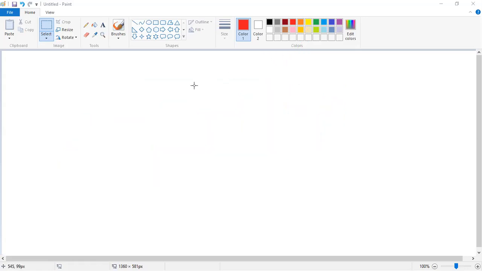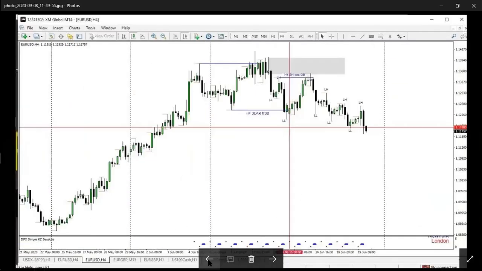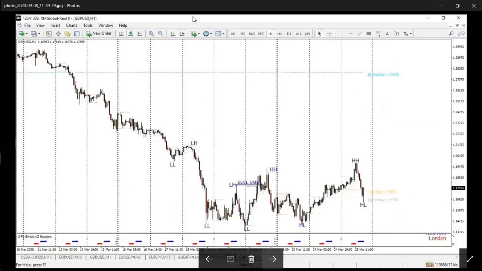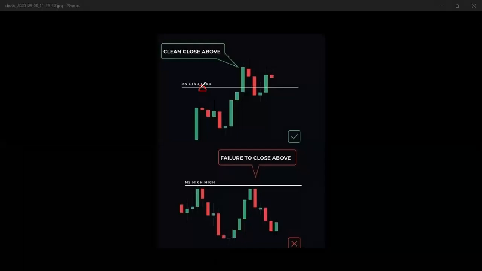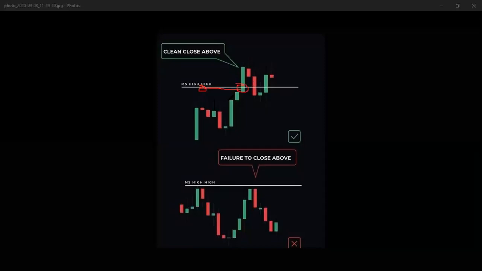In a BMS, we need the body of the candle to break the wick. Correct. Body of the candle, not the wick. The body of the candle has to close above the old high and old low. Which is the old high? We consider it as a wick or the body of the candle? We use the wicks, like here. This one here, we use the wick. This is the BMS.